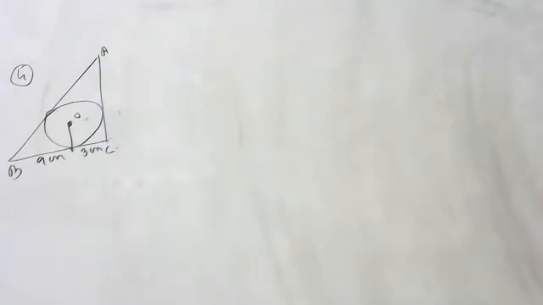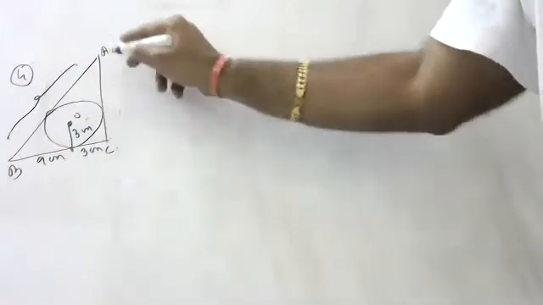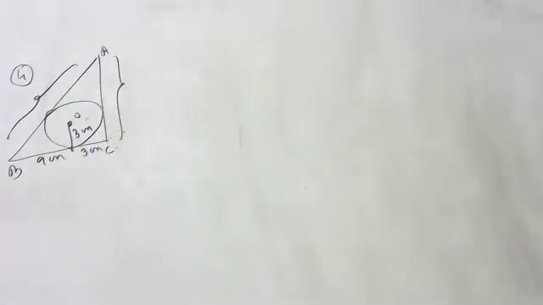The radius of the circle is 3 centimeters. What is the question, sir? The question is: find the sides AB and AC. This is the question.